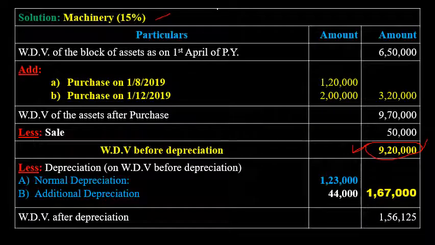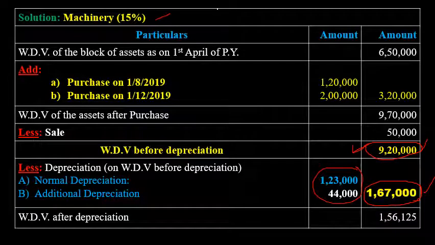So here the written down value before depreciation is 9,20,000. Less depreciation based on the written down value before depreciation: normal depreciation 1,23,000 and additional depreciation 44,000, and total depreciation 1,67,000. This is our main calculation. Our calculation is the calculation of depreciation. We have to find out the depreciation, not the value of the asset after depreciation. Our purpose is the calculation of depreciation.